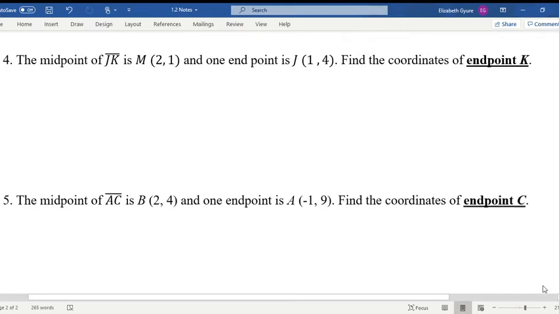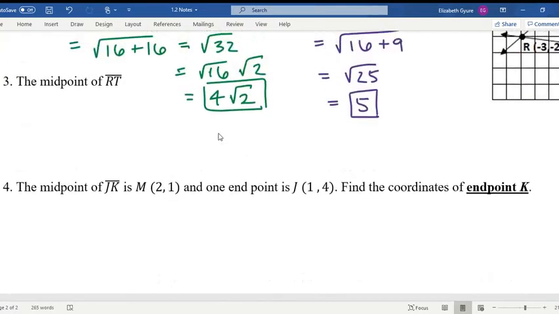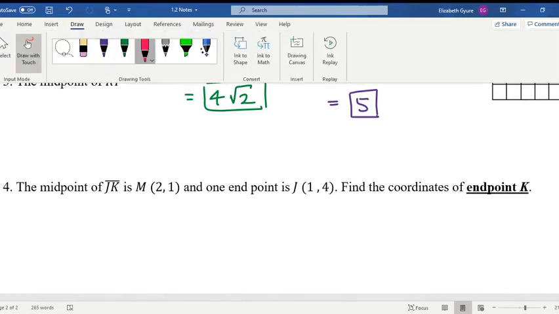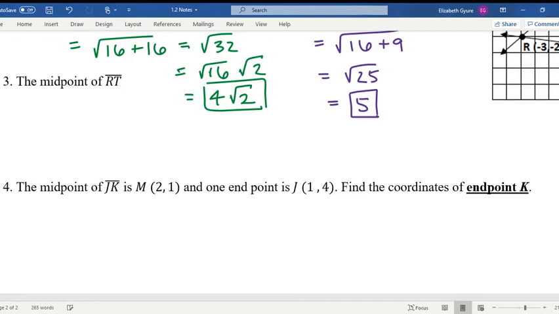So the last couple things we're going to talk about has to do with midpoints. I went down too far. There we go. Find the midpoint of segment RT. So I know I'm really zoomed in, but look at your paper. Here R is -3, -2, and T is 5, -3.